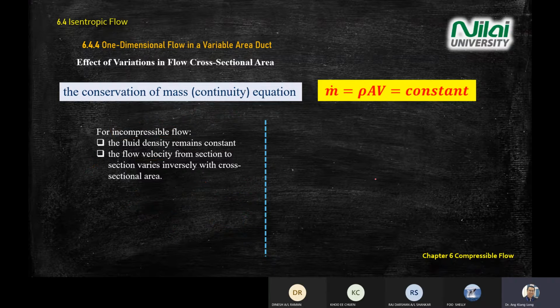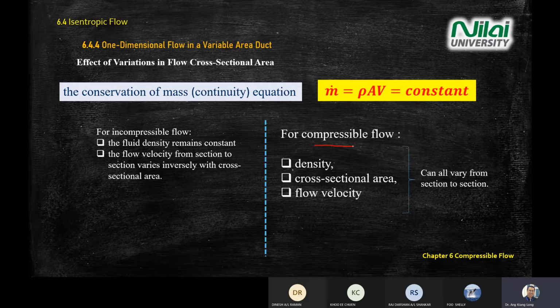On the right-hand side, if you're having a compressible flow, meaning your Mach number is more than 0.3, when you're able to compress, density changes, cross-section changes, flow velocity changes. So this one changes, area changes, velocity changes.